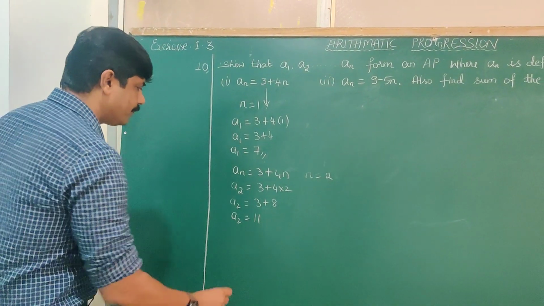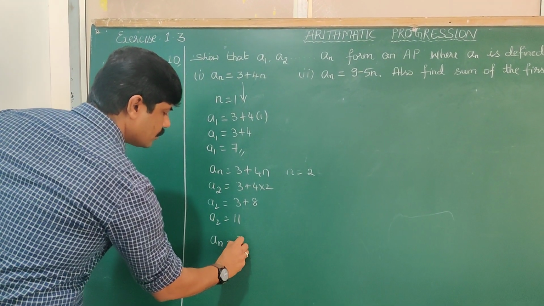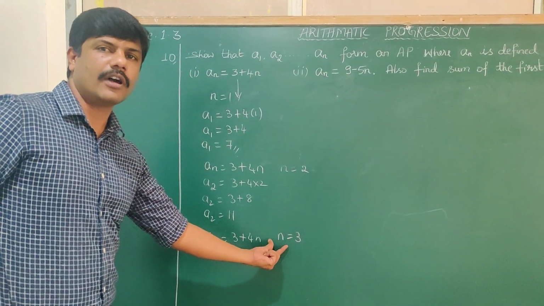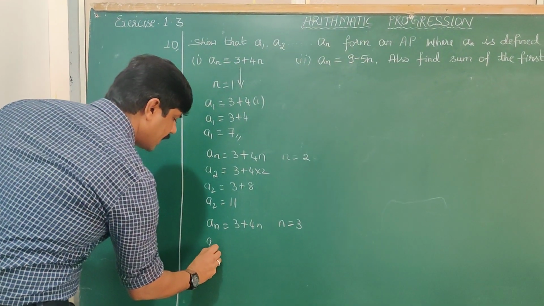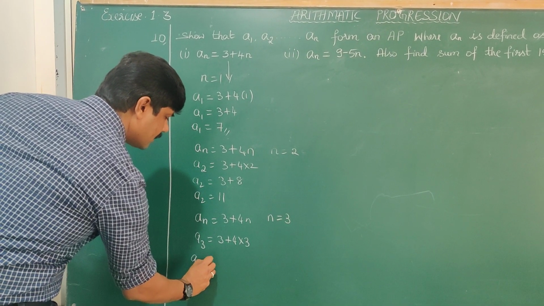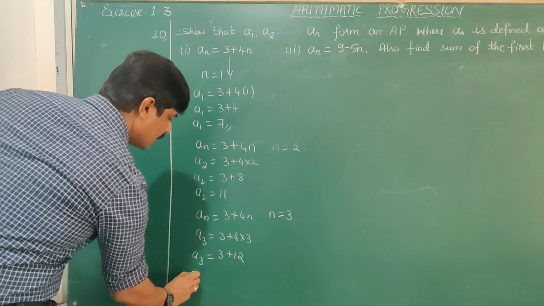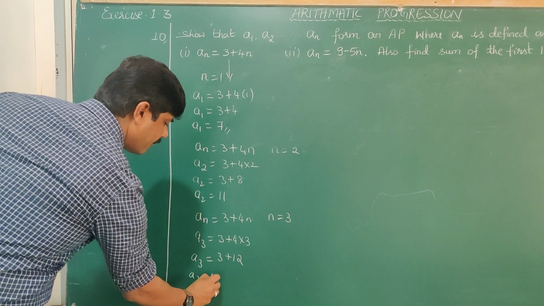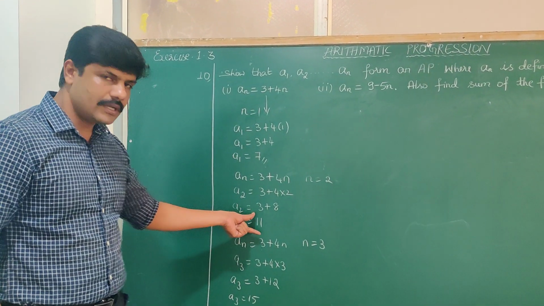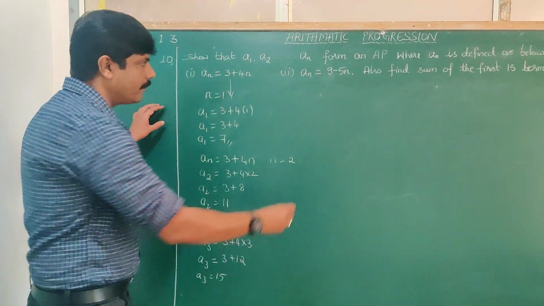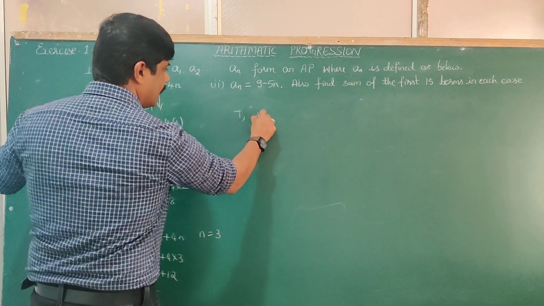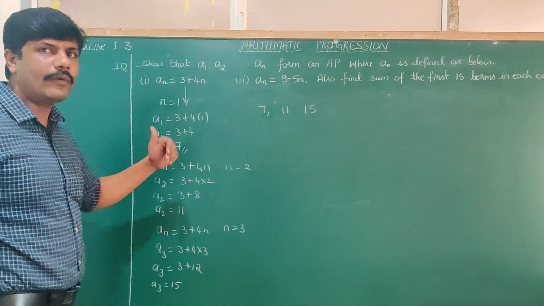We'll see what the third term is. AN is equal to 3 plus 4n. To find the third term, substitute 3 for n. A3 is equal to 3 plus 4 into 3, which is 3 plus 12. A3 is equal to 15. Okay, enough. A1 we found is 7, A2 is 11, A3 is 15. So we have 7, 11, 15.